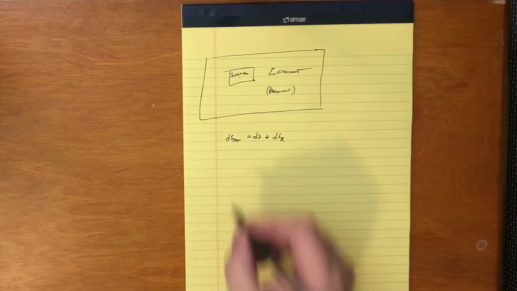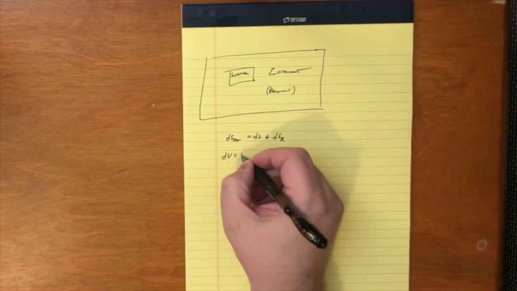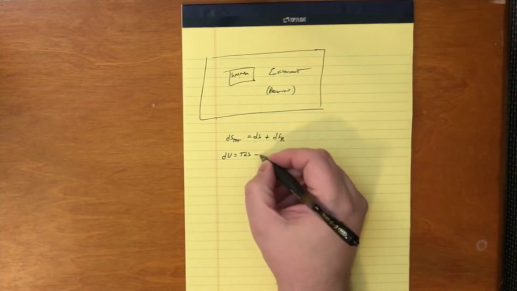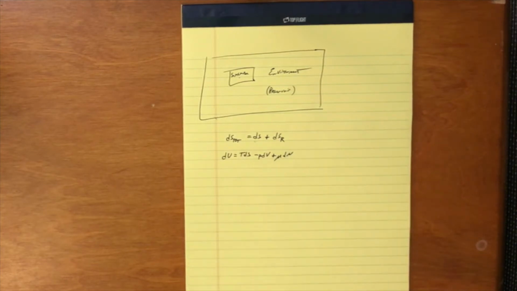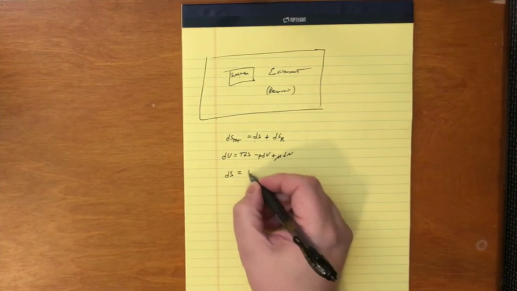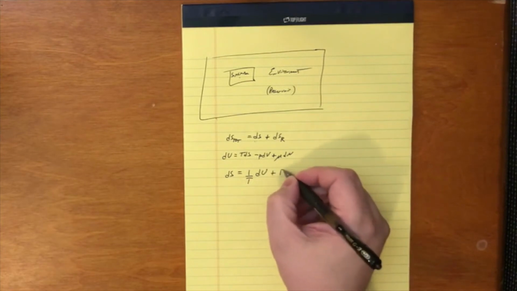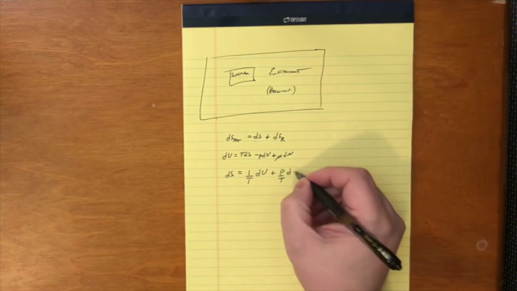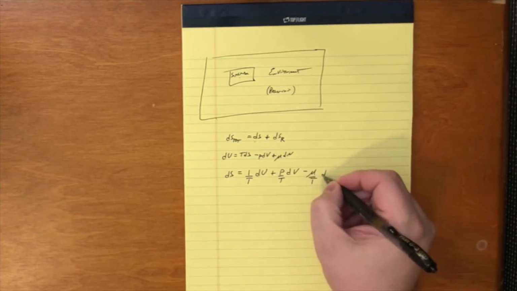All right, so if we go back to the thermodynamic identity, dU is equal to T dS minus P dV plus mu dN, we can rewrite the thermodynamic identity in terms of the change in the entropy. So dS here is 1 over T times dU plus P over T times dV minus mu over T times dN.